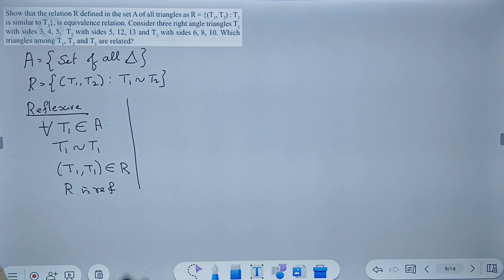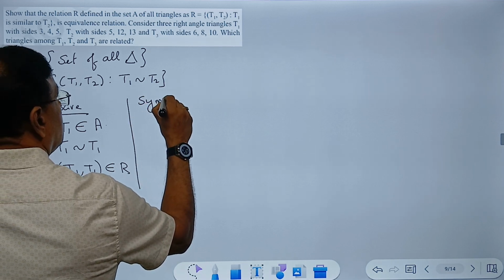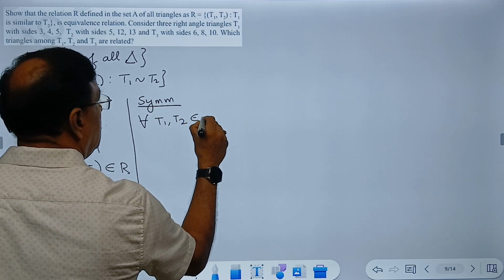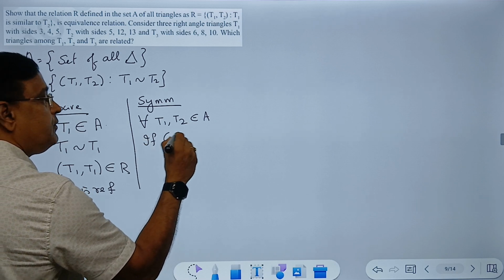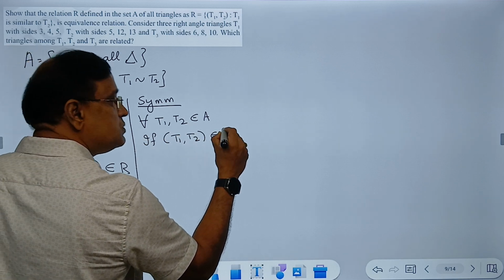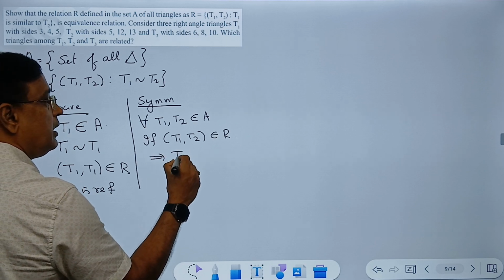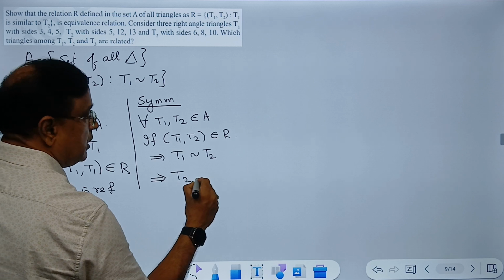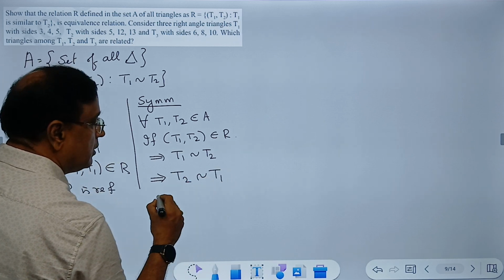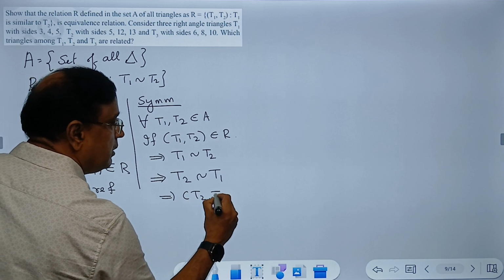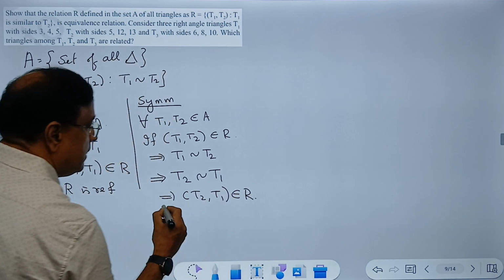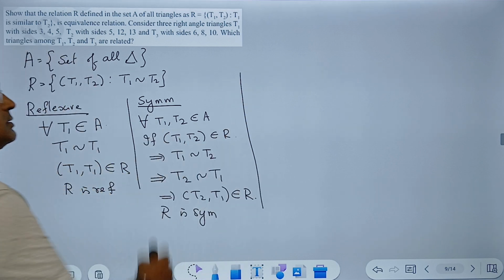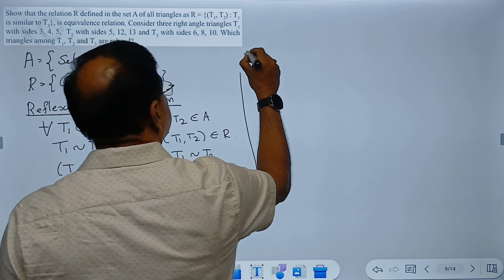Now let's go to symmetric. For every (T1, T2) belongs to A, what do you know? If T1 is related to T2, that means triangle 1 is similar to triangle 2. If triangle 1 is similar to triangle 2, triangle 2 will obviously be similar to triangle 1. This implies (T2, T1) belongs to R. Therefore, R is symmetric. Simple, isn't it?